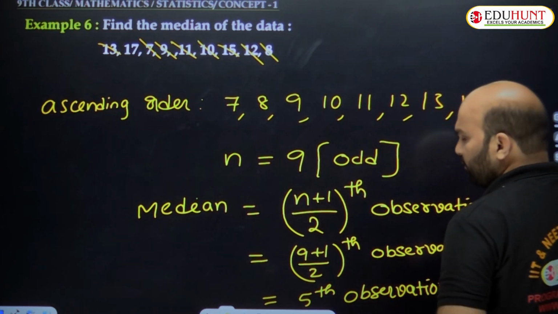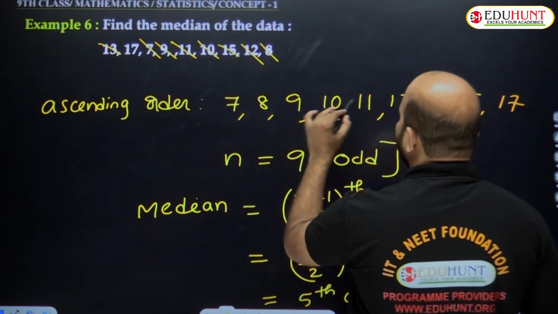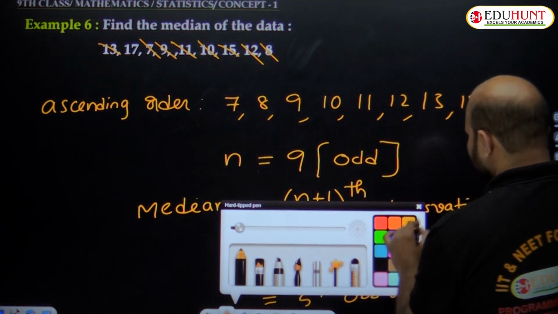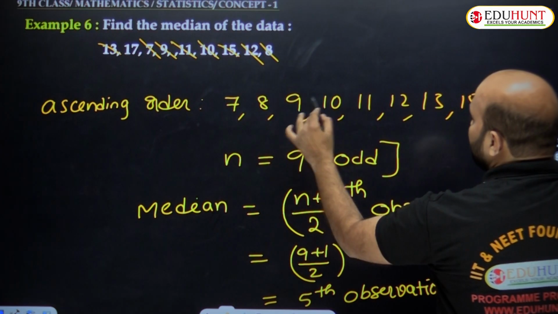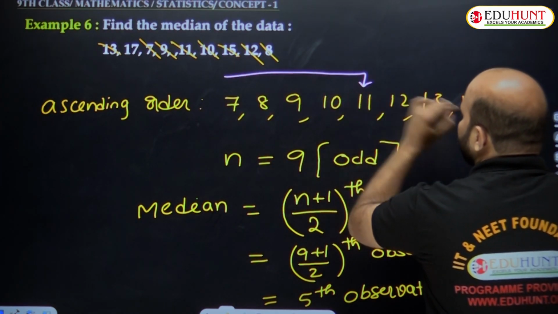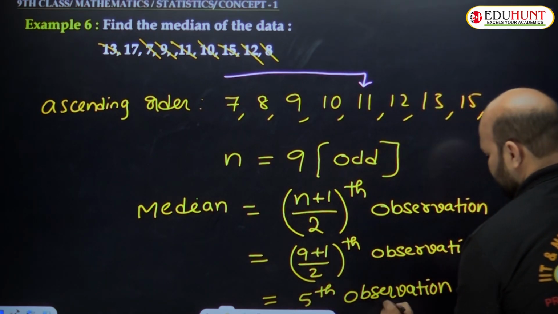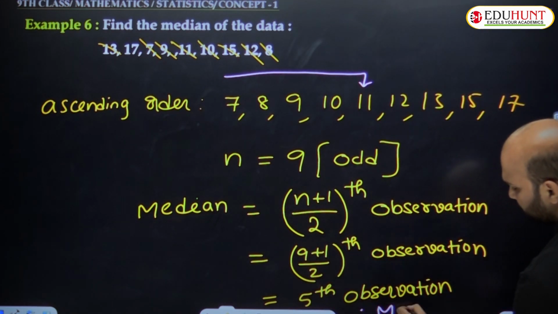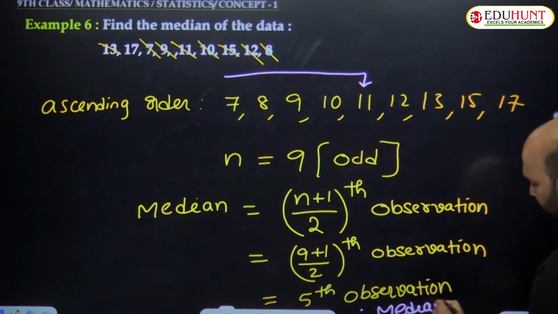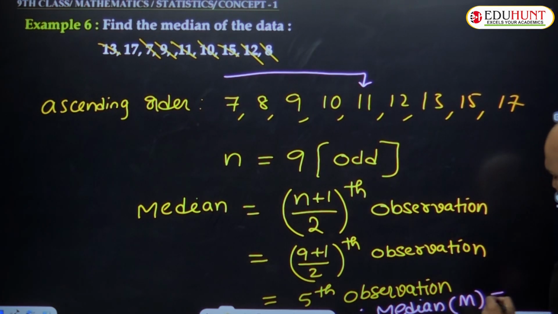So what is the fifth observation? 1, 2, 3, 4, 5. The fifth observation from both sides, so the answer is 11. So median, capital M, equals 11. That is the required answer. Am I clear? Yes.